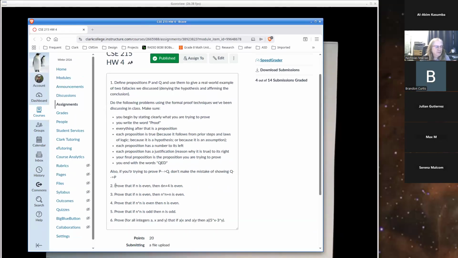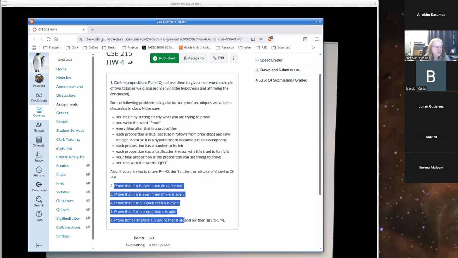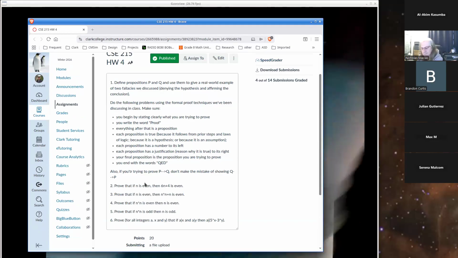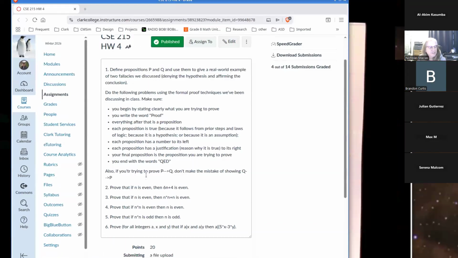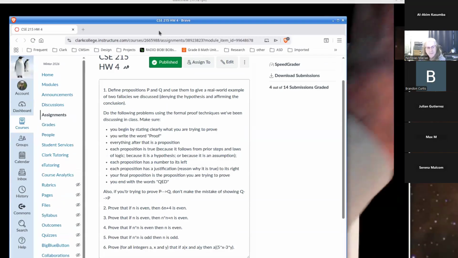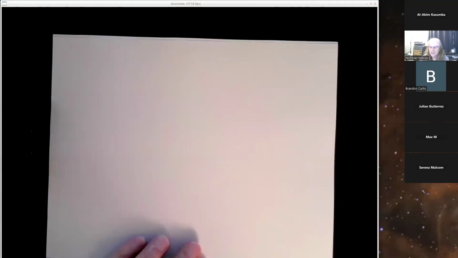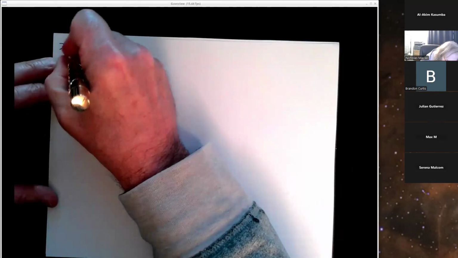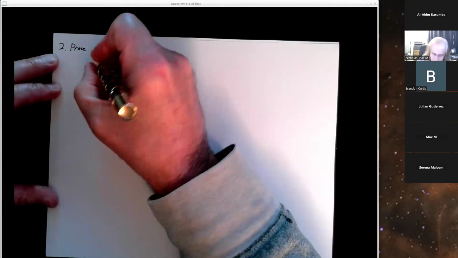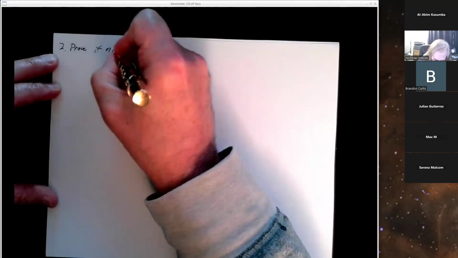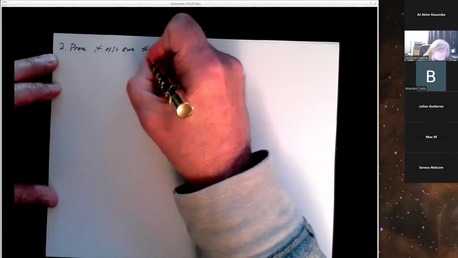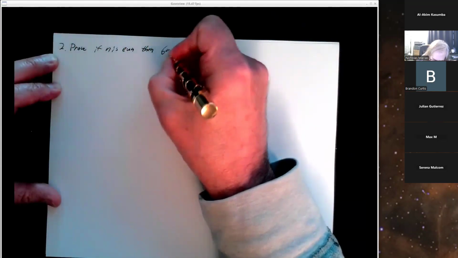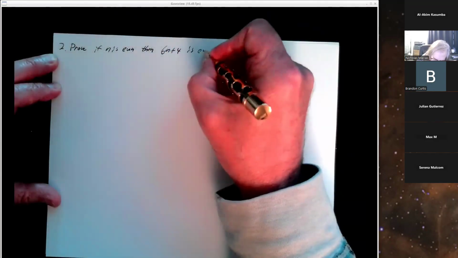So let me just run through a few of these proofs because I started eyeballing the submissions and it looks like people have the right idea, but there are some technicalities that you want to be careful of. So let's just start with number two. Number two says prove that if n is even, then 6n plus 4 is even.